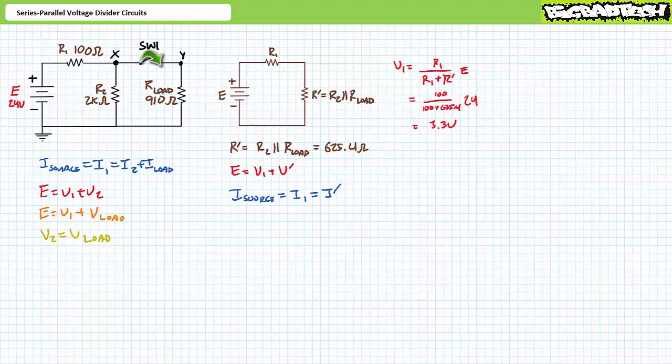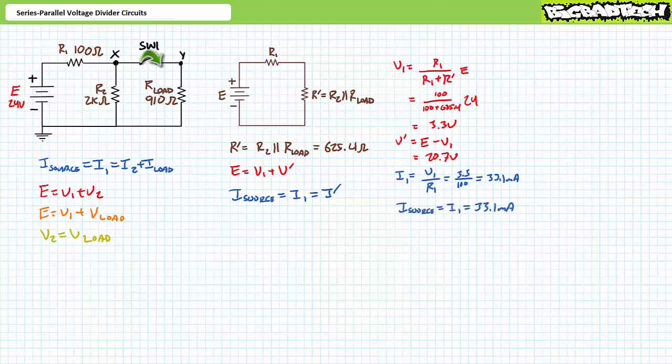An application of the voltage divider rule demonstrates that V1 is 3.3 volts. An algebraic manipulation of the Kirchhoff's voltage law equation for the pure series simplification demonstrates that V single prime is the remaining 20.7 volts. An application of Ohm's law demonstrates that I1 is 33.1 milliamperes.